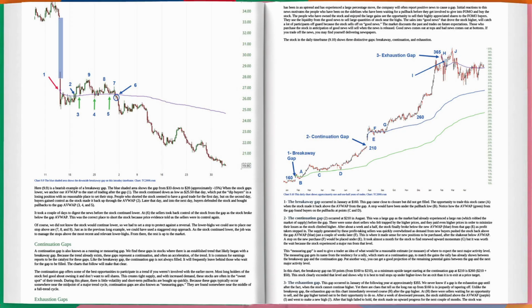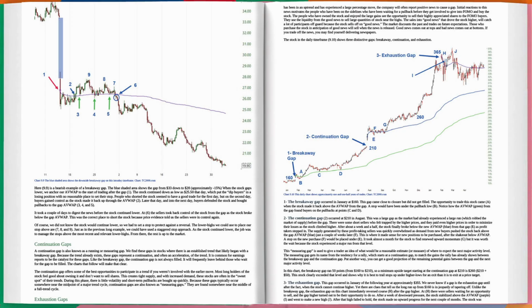The stock continued down as low as $25.50 that day, which put the dip buyers in a losing position with no reasonable place to set their stop. People who shorted the stock seemed to have a good trade for the first day, but on the second day, buyers gained control as the stock made it back up through the AVWAP, 2. Later that day, and into the next day, buyers defended the stock and bought pullbacks to the gap AVWAP, 3, 4, and 5. It took a couple of days to digest the news before the stock continued lower.